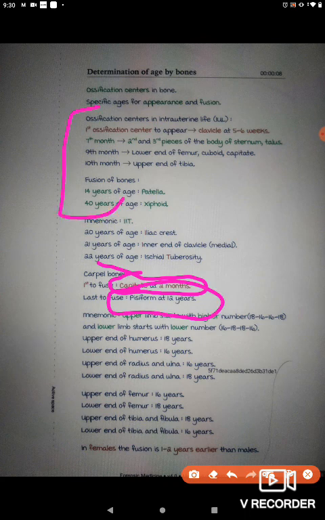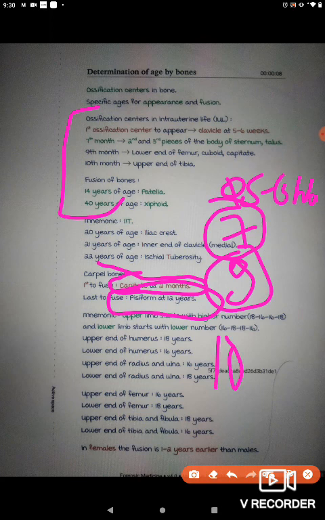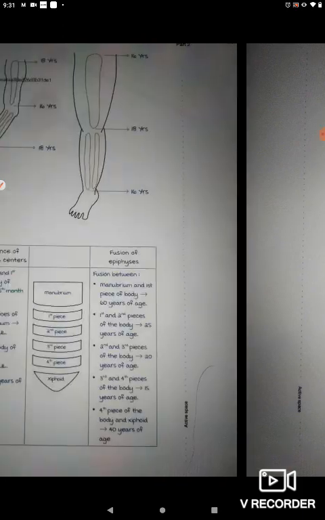Then we have seen appearance of the ossification center: 1, 7, 7, 9 and 10. 5 to 6 weeks is for the clavicle. 7, 9 and 10. 7 months they are saying appear between the second and third piece of the body of the sternum, and the talus. Now they're saying lower end of the femur, upper end of the tibia. Lower end of the femur, they are also saying capitate and cuboid. Capitate and cuboid, not calcaneum. There is an ossification center appearing in intrauterine life itself.